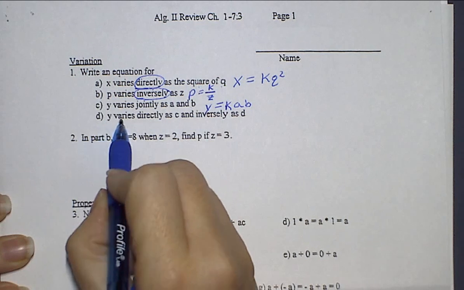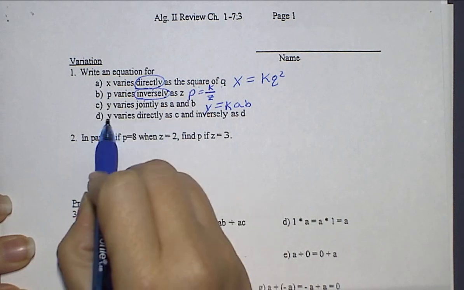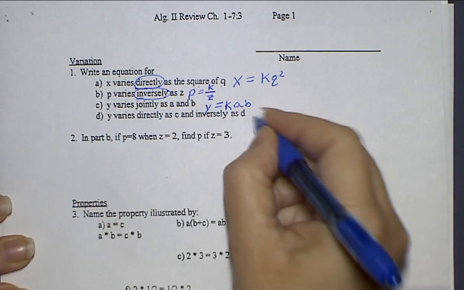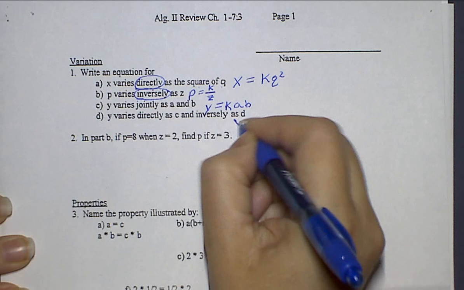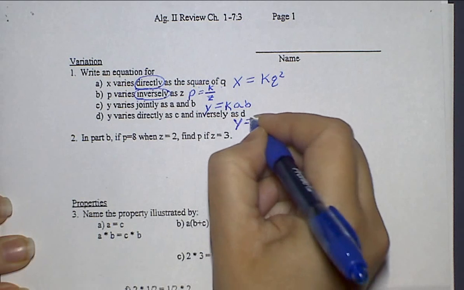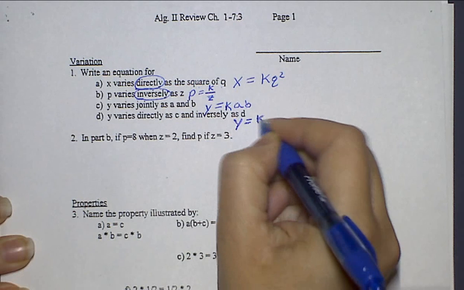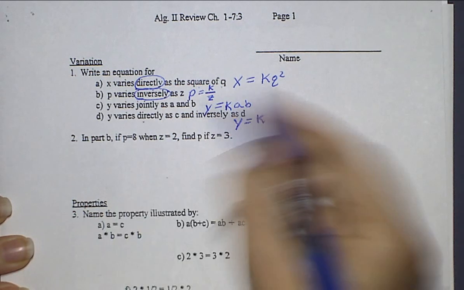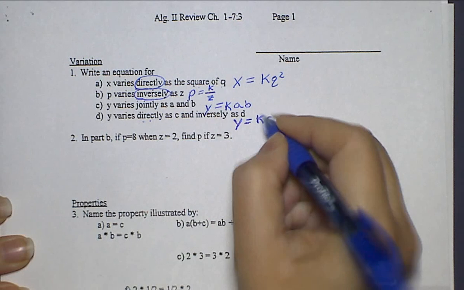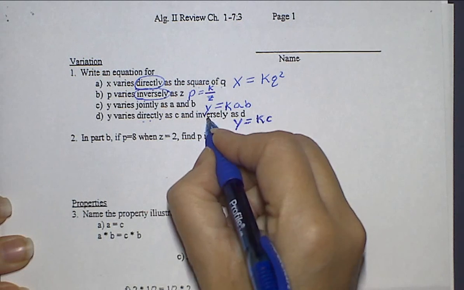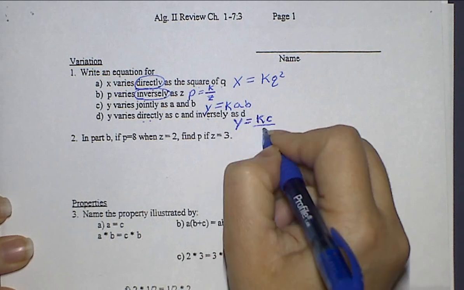Then we have y varies directly as c, so let's do that part first. So y varies, so y equals that k, because anytime we see y varies, we want to say equals k. Directly means multiplication, as c, so multiplied to c. And inversely, inverse means division, as d, so divided by d.